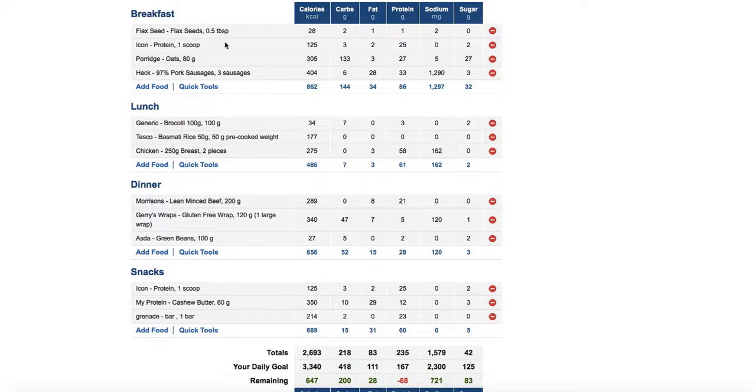So if you're looking at this here, you've got my breakfast here: flax seeds, Icon protein, porridge, and 3 Hex sausages. That in total comes up to 862 calories. It's a breakdown of carbs 144, fats 34, and protein 86. Okay, so the whole point of this video really is to get you to understand what's in your foods. Start punching it in, seeing what's in your foods, so you can get more of a level of understanding of exactly what you're dealing with.